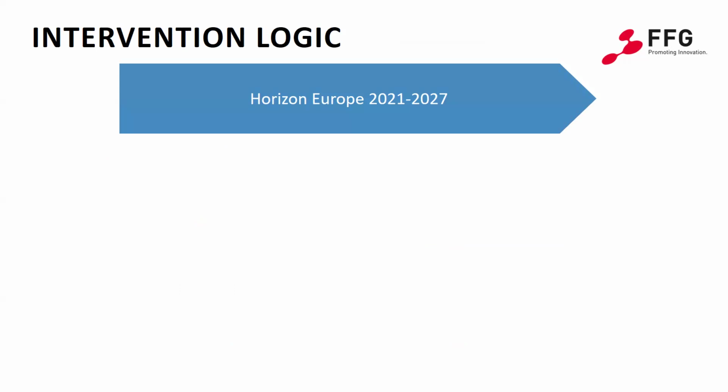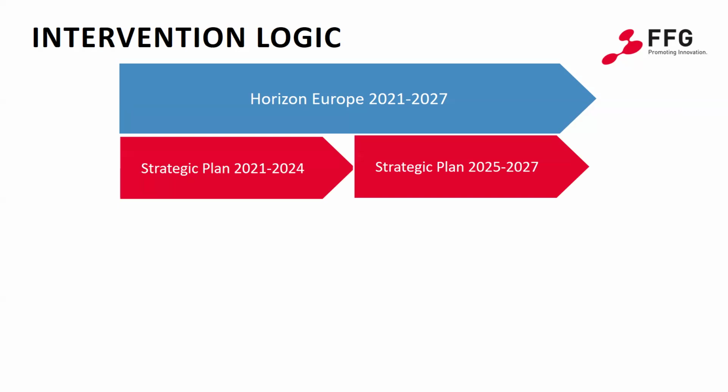Now a bit on the intervention logic. It's important to understand where the actual call topics come from. You have the overarching 7-year program of Horizon Europe. The first important plan or strategic knowledge are the 2 strategic plans. The first one was developed for 2021 to 24, and the second one for the last 3 remaining years, 25 to 27. You can find important strategic goals, overarching goals in these strategic plans, and it's an important document to read.